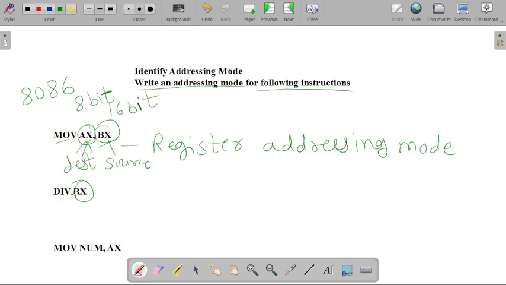In the second example also, the instruction is DIV BX. BX is our 16-bit register, and this addressing mode is also called register addressing mode.